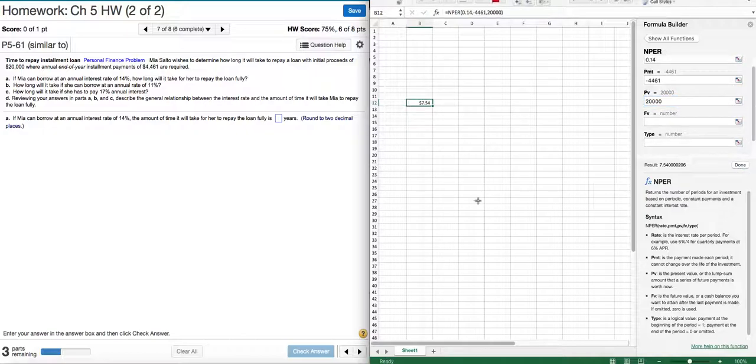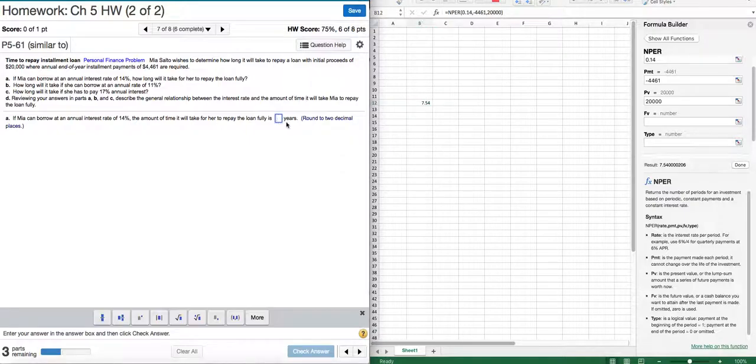Okay, hit done. And it's changed to a dollar sign on me for some reason. So change it out, and now we've got 7.54 years is the length of time it will take to repay that loan with a rate of 14%.